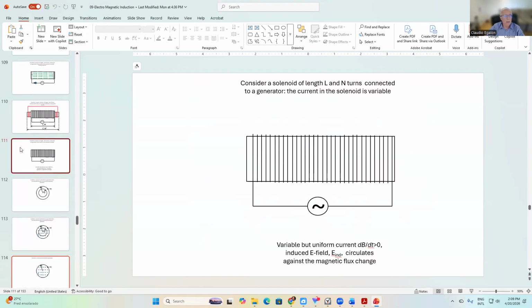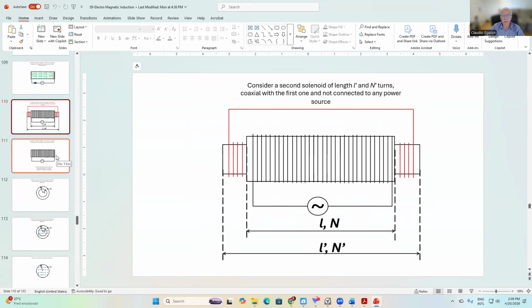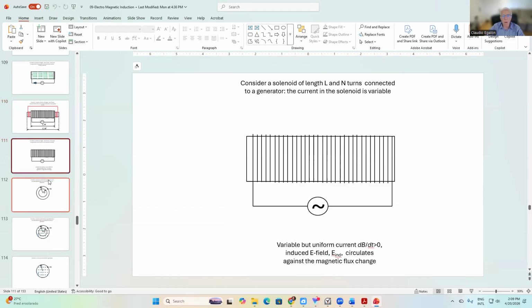Here you go. That's mutual inductance. The primary solenoid is inducing a current in the secondary solenoid. But if you have just one solenoid that is being powered by a generator, don't forget a generator generates a current that varies in time, the current bounces back and forth.